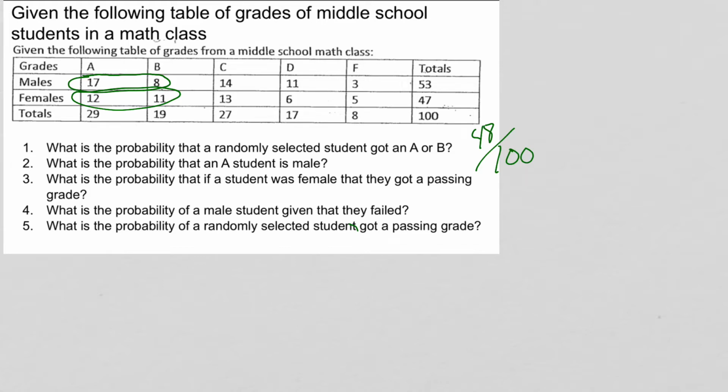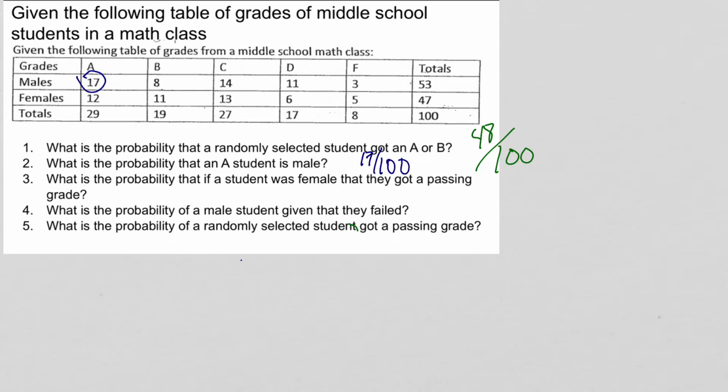Number 2, what is the probability that an A student is a male? An A student is a male. So how many males have A's? 17, again, out of the total of the whole population there, 100.